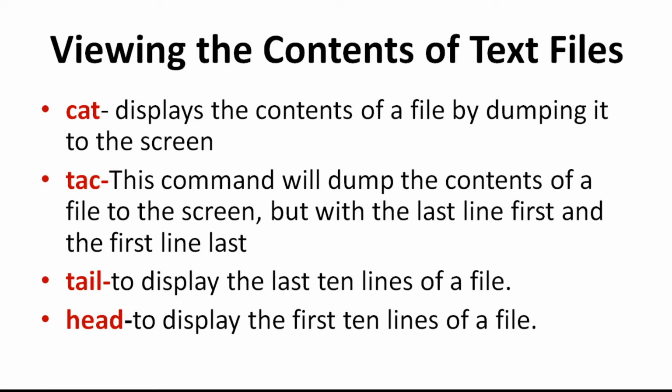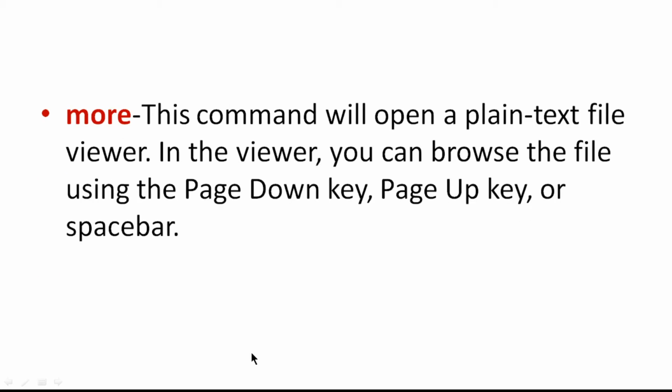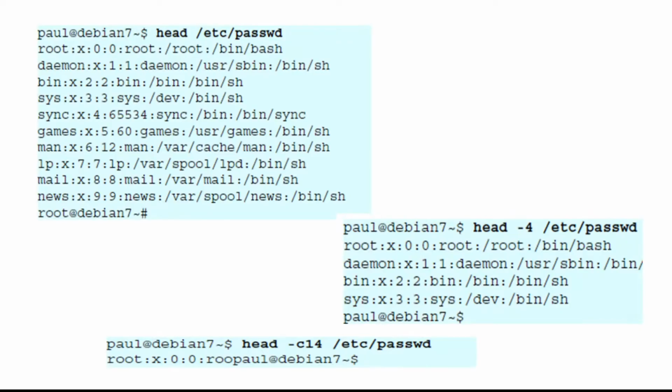The tail command would display the last 10 lines of a file, whereas the head would display the first 10 lines of a file. The more command will open a plain text file viewer. In the viewer, you can browse the file using the page down key as well as the page up key or space bar. So the more command would be showing you with the slider bar. So here is an example of how to do this.